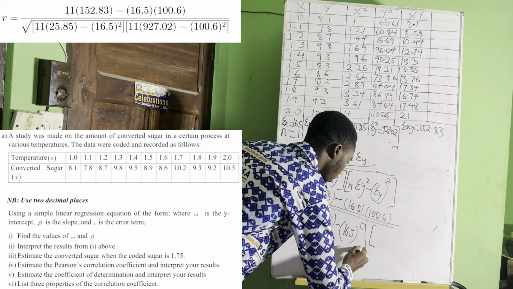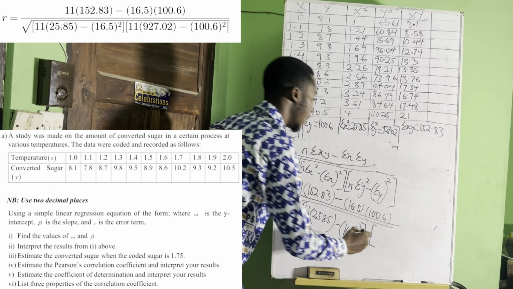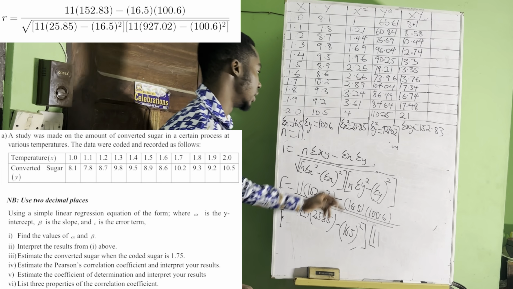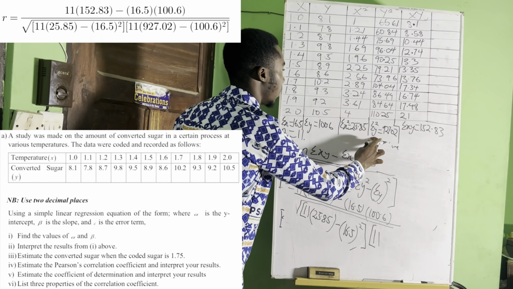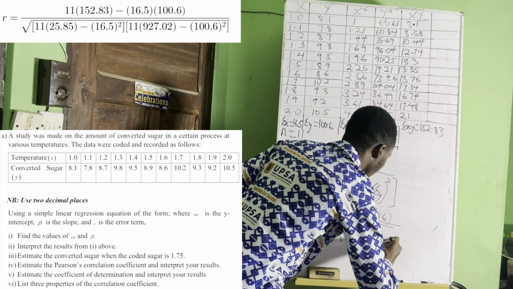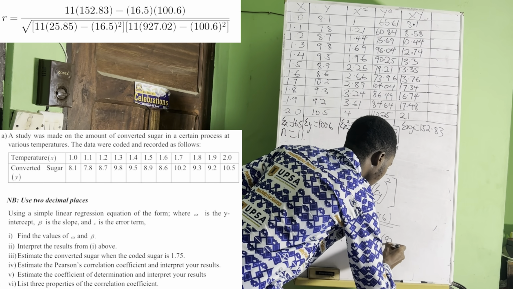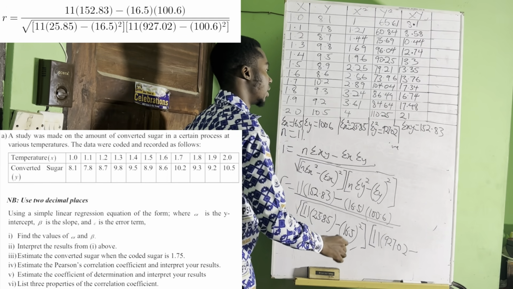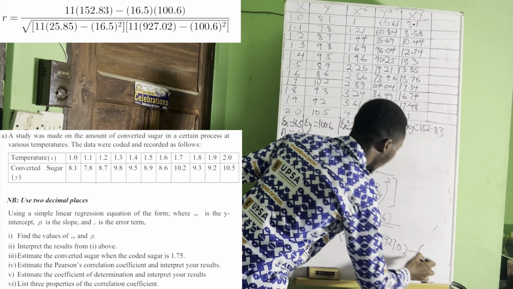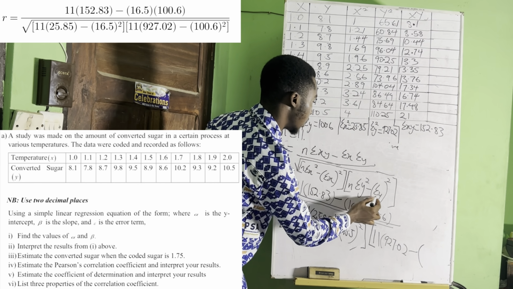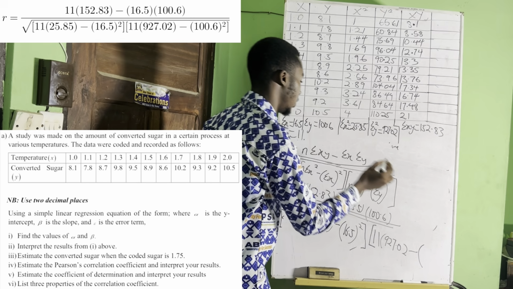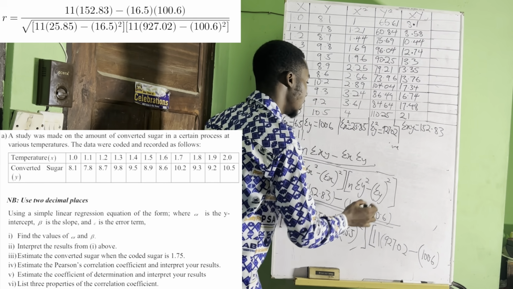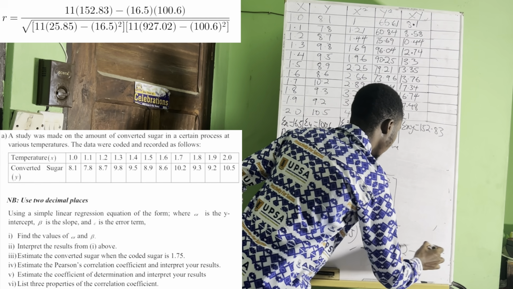This one. Okay, so you open the big bracket, then n. So n is 11. That is here. Then sigma y squared. Where is sigma y squared? 927.02. So into brackets 927.02. Then minus into brackets. Where is it? Sigma y. What is sigma y? 100.6. Then square. You get it?